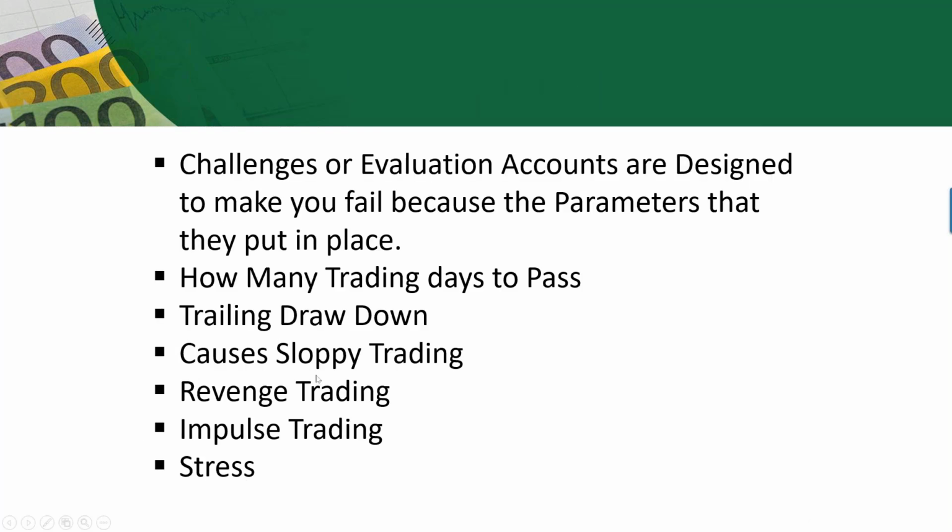So look, the evaluations or challenges or whatever they're called by your firm are really designed to make you fail because of the parameters they put in place, like how many trading days to pass. The trailing drawdown is one of the biggest ones. People start revenge trading, impulse trading, get stressed out because of their evaluation accounts. You know, it's a whole big thing. It's like, I paid $30 for an evaluation account, I'm going to blow this account. And they worry about losing $30. You know what? Would you rather lose $30 or would you rather lose 2,500 of your own money?